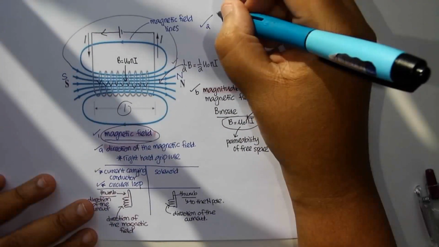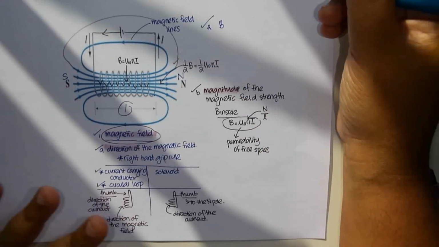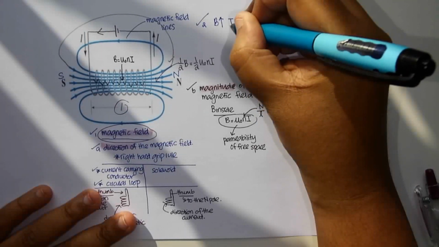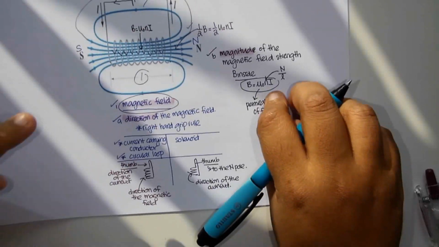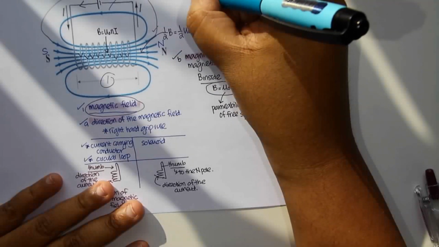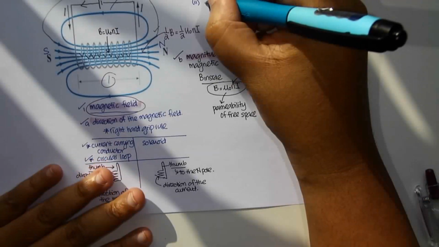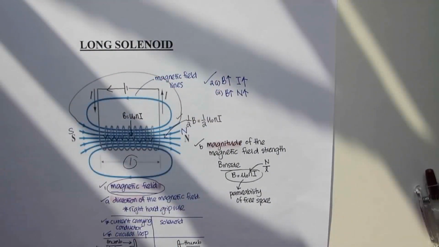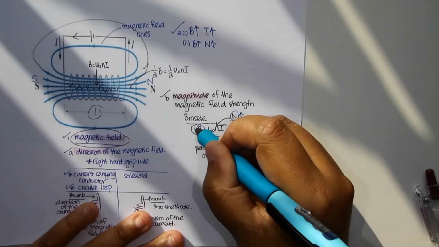Now we want to increase B, the magnetic flux density. So how do we increase the magnetic flux density? First thing, to increase B, we can increase I. By looking at the formula, we can increase B by increasing the current that flows in the conductor, in the solenoid. This is 1. Number 2, we can increase B by increasing the number of turns, because if you increase the number of turns, you increase your B.